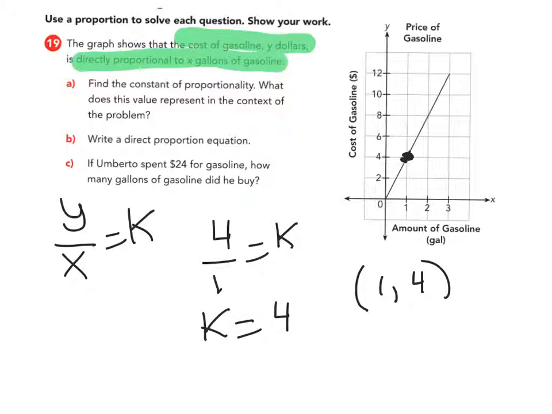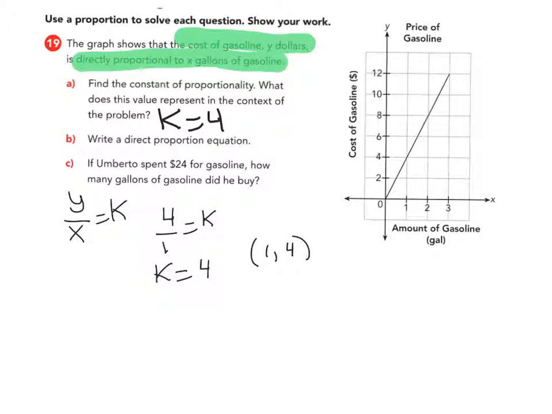So K represents the constant of proportionality. But in this particular context, it represents that the cost of each gallon of gas is $4. So every time you increase the gallons of gas by 1, the cost increases by 4.